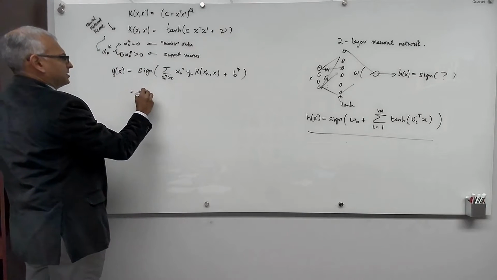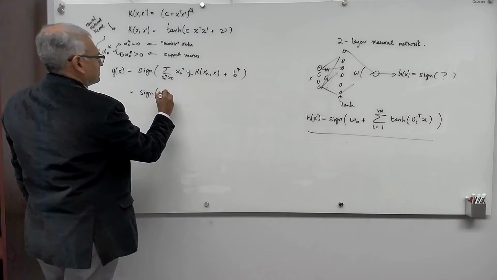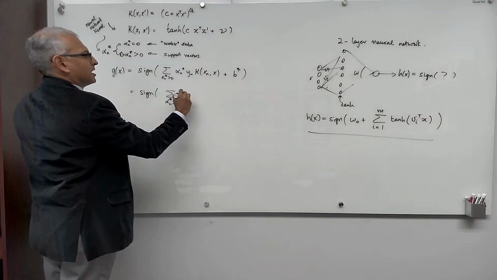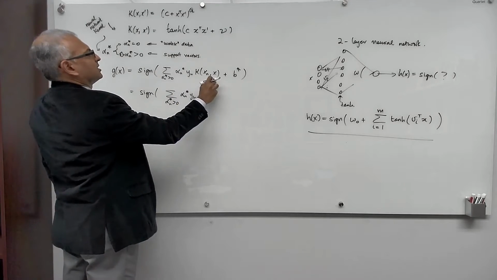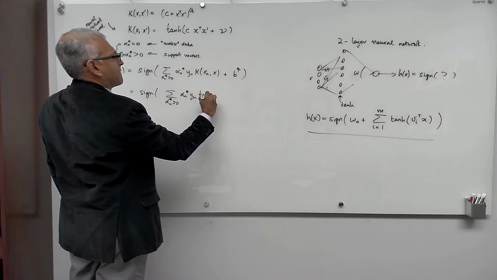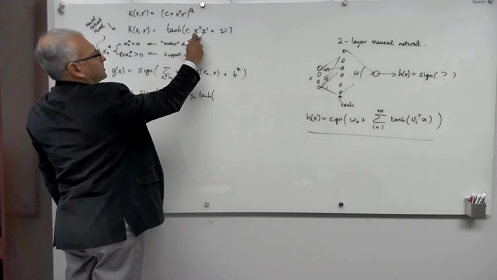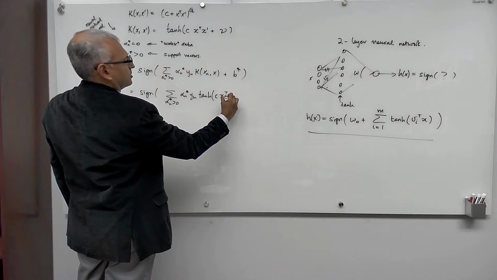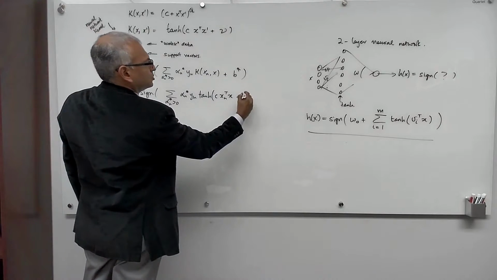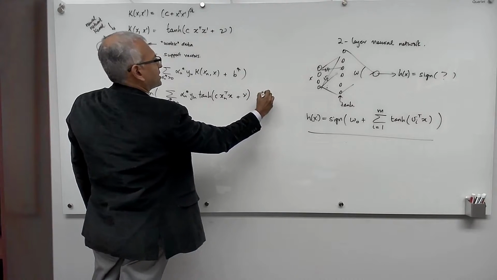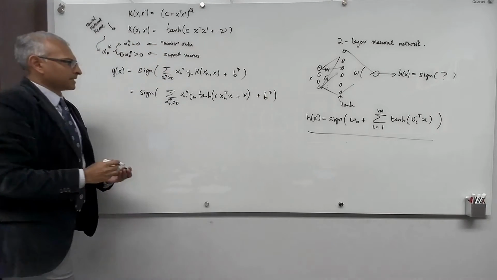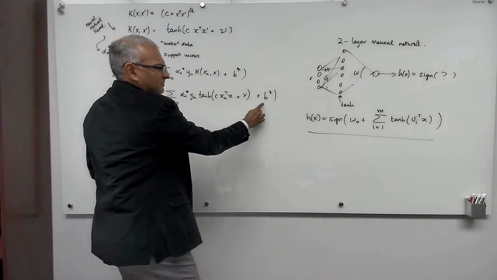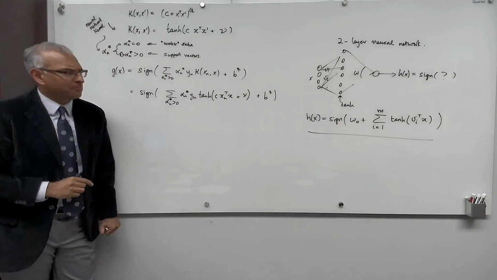So this would be the sign of the sum over your support vectors, alpha n star, yn, the kernel, which is tanh of some constant c times x n transpose x plus some constant nu, and then plus b star. Sign of that. Let's compare. Well, I still have my constant W0. I have my optimal bias b star.